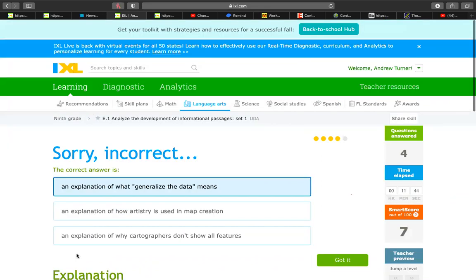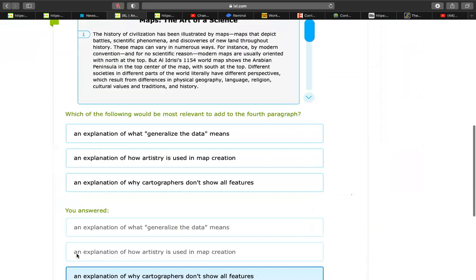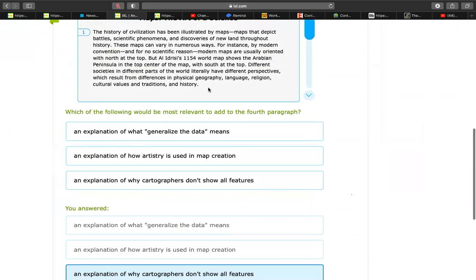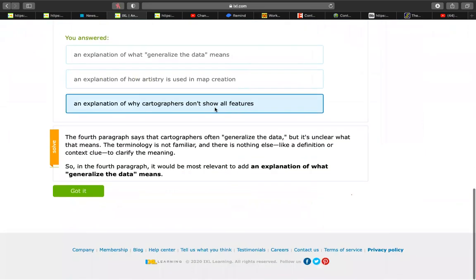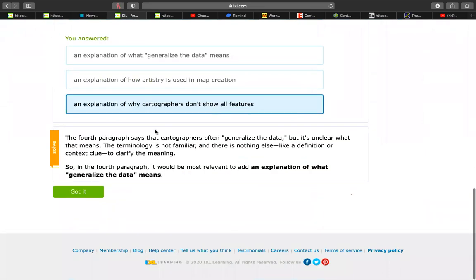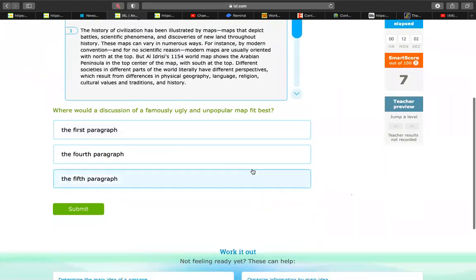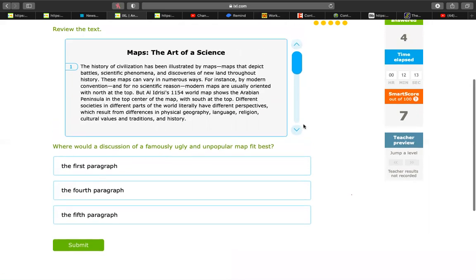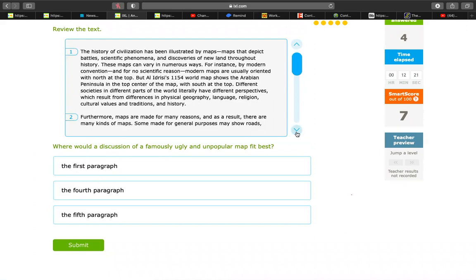Mm-hmm. Dang it. We stink today. I thought it was A. Thought it was A? Okay, yeah, that would have been better, I guess. The reason why: the fourth paragraph says the cartographers generalize the data, but it's unclear what that means. Got it. See this, even ninth grade is not too easy. Where would a discussion of a famously ugly and unpopular map best fit? Not one. Either fourth or fifth.